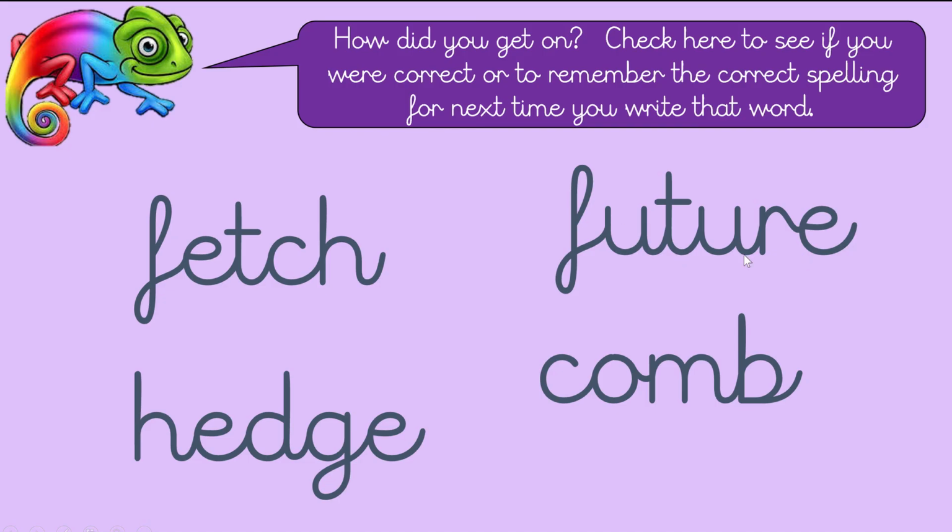And this one's got the Kathy grapheme, T-U-R-E. The third one was hedge, hedge, hedge. And this one has got the Kathy grapheme for the J sound, D, G, and E. Finally was comb, K-O-M, and the sound in this word was the Kathy M and the B. So well done if you got those correct.